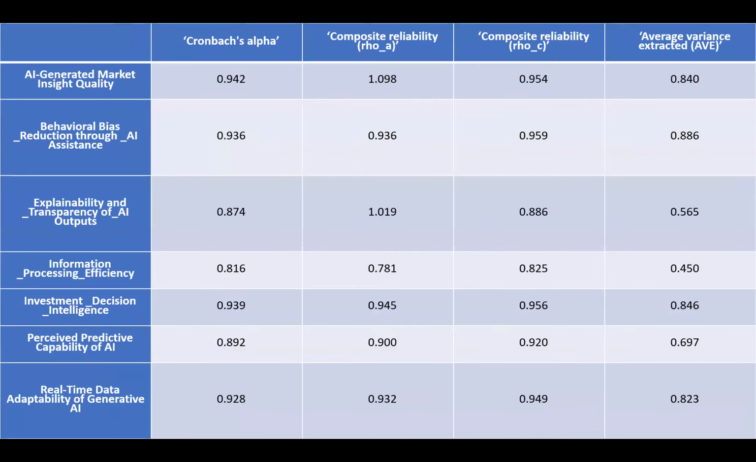The next slide is showing average variance extracted. The threshold limit for average variance extracted is 0.50 or above, which means the construct explains more than half of the variance in its indicators. And almost all these values are above 0.50.